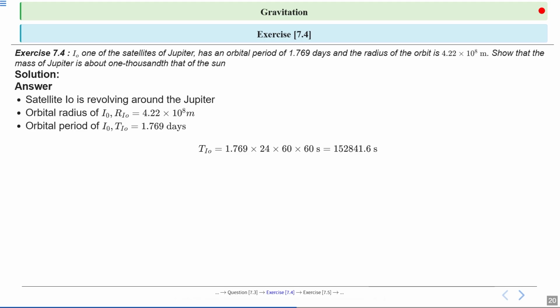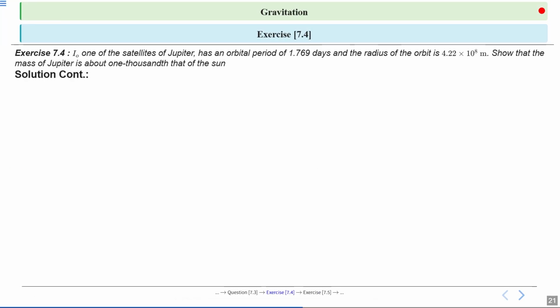And the orbital period of Io is 1.769 days. So in seconds it will be 1.769 into 24 into 60 into 60. So it will be 152,841.6 seconds. All right.